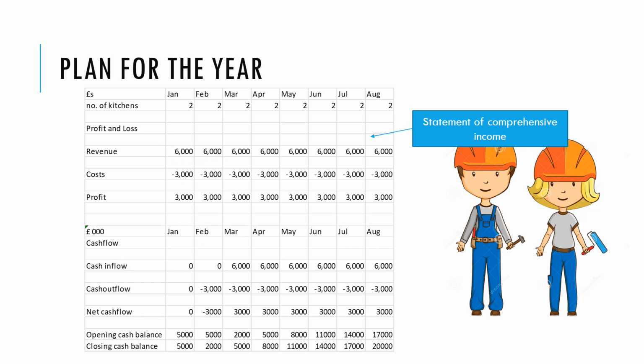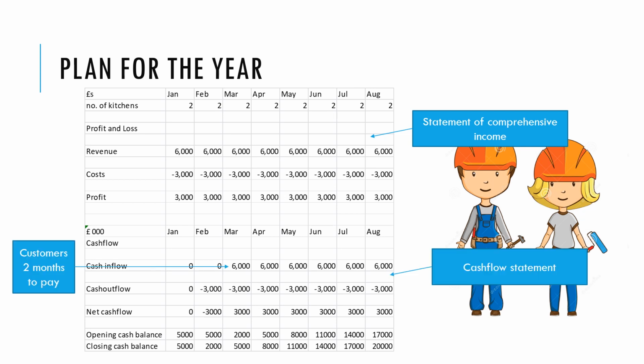So why might this be? Well, if you remember, Talisa and Tiddy allow their customers 2 months in which to pay the cash. So the work they've done in January, the revenue they've earned, £6,000, they wouldn't actually physically receive the cash until 2 months later in March, so they'd receive the £6,000 in cash in March.